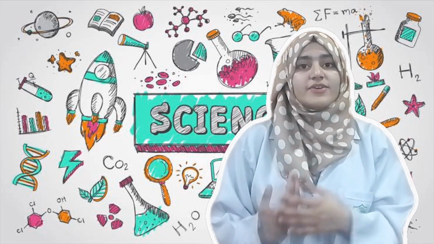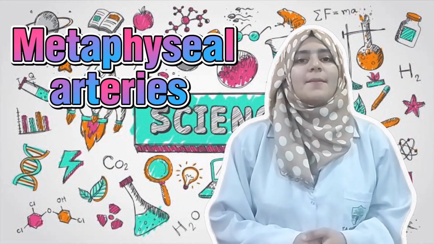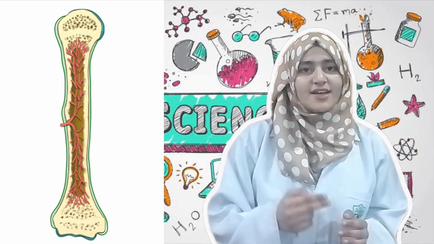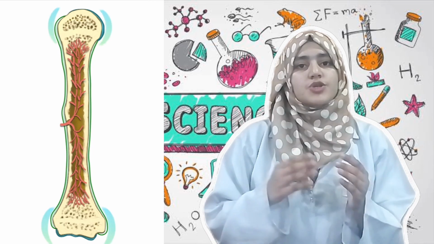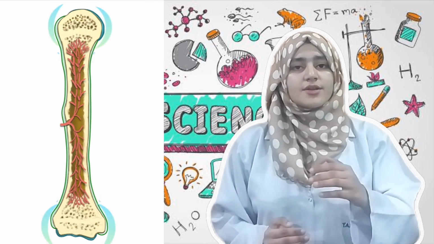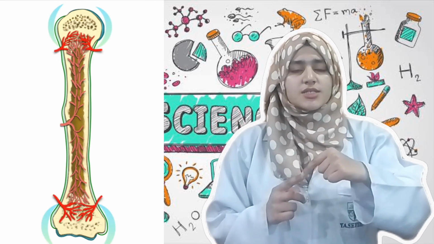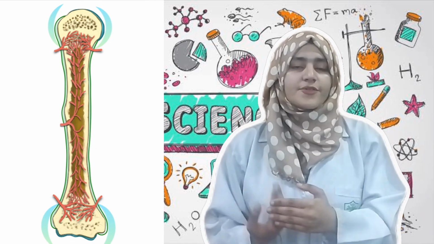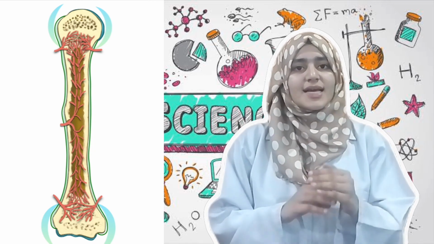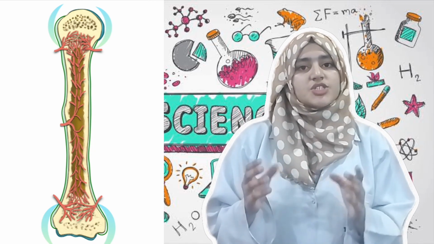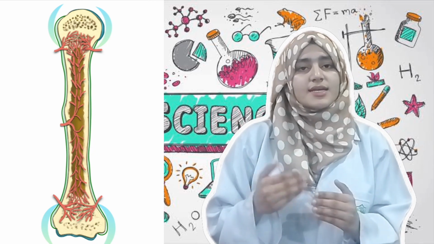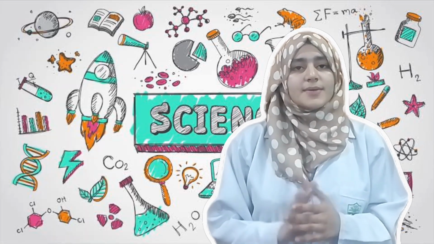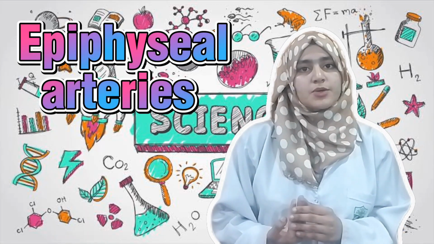Second network of arteries, metaphyseal arteries. The metaphyseal arteries enter into the metaphysis at the margins of the joint capsule. After entering into the metaphysis, they fuse or anastomose with the spiral nutrient arteries. This fusion makes the metaphysis a vascular rich area and helps in the development and growth of the bone. Number 3 network is the epiphyseal network.